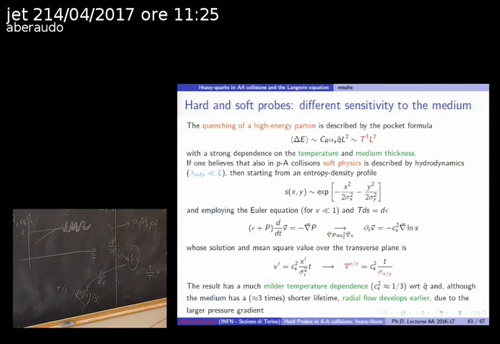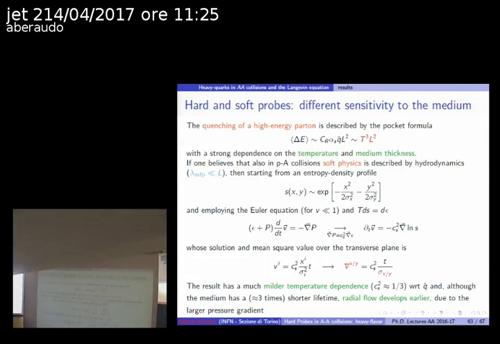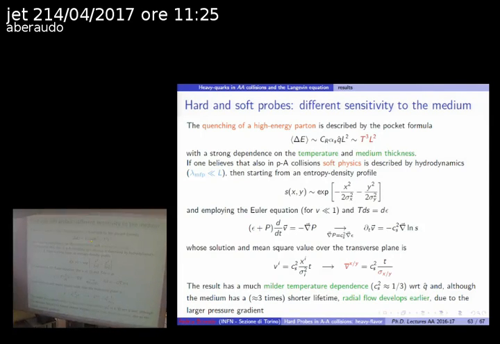Well, remember that the average energy loss, let us use this pocket formula, has this dependence on the coupling, on q-hat, this transport coefficient, and on the length of the medium. Now, just from dimensional reasons, this q-hat should have a dependence on T cubed, and for the length of the medium there is this L squared dependence. So I have a strong dependence on the medium thickness and on the temperature of the system.